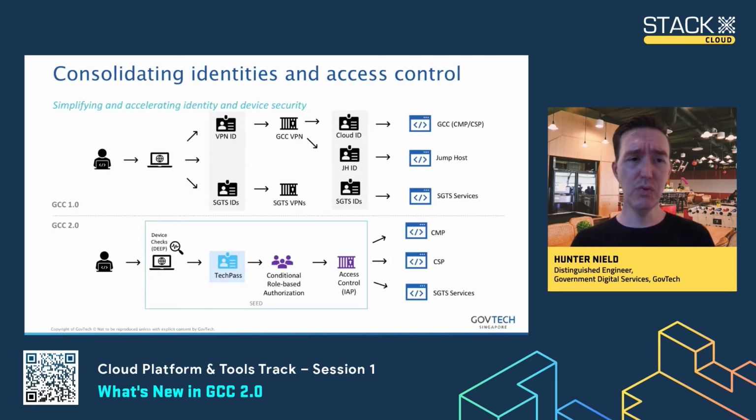So finally, what this starts to look at, and we do have a bit of a comparison here between what GCC 1 looks like and what GCC 2 does, is we've significantly simplified the identity and access control portions for GCC. There's a single identity as a public officer with a whole of government identity, or as a vendor that's been assigned into TechPass. There's a number of pieces around conditional role-based authorization and access control that are being provided by these various different components that make up SEED, this blue box at the bottom, and then providing access into the cloud management portal, the various different CSPs, or the Singapore Tech Stack engineering services. So it became a really critical piece to help consolidate identities and to accelerate access into the GCC services.